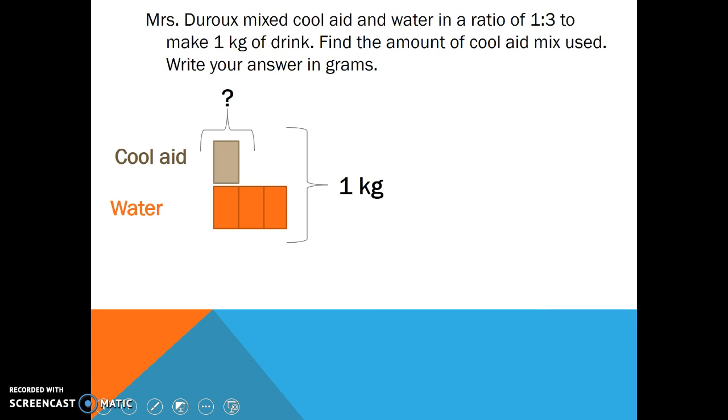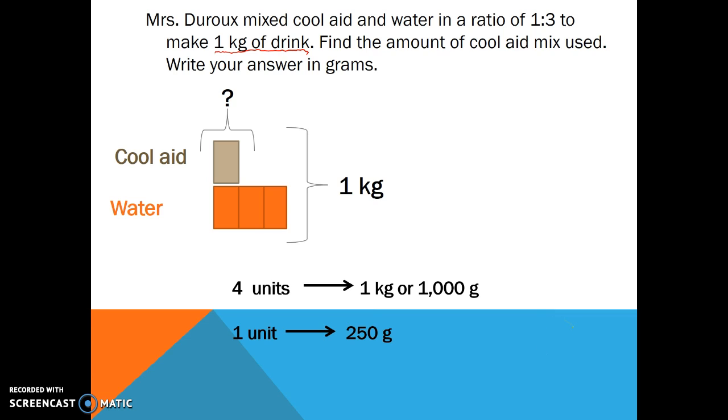So you should remember that 1 kilogram equals 1,000 grams. So we're going to assign all 4 units to that 1,000 grams because we made 1 kilogram of drink. So right here in your word problem where it says 1 kilogram of drink, that means that all of the ingredients were utilized to make that 1 kilogram. And we want to solve for 1 unit. 1,000 divided by 4 is 250. And so Mrs. Duroux used 250 grams of Kool-Aid to make her Kool-Aid drink. Okay.